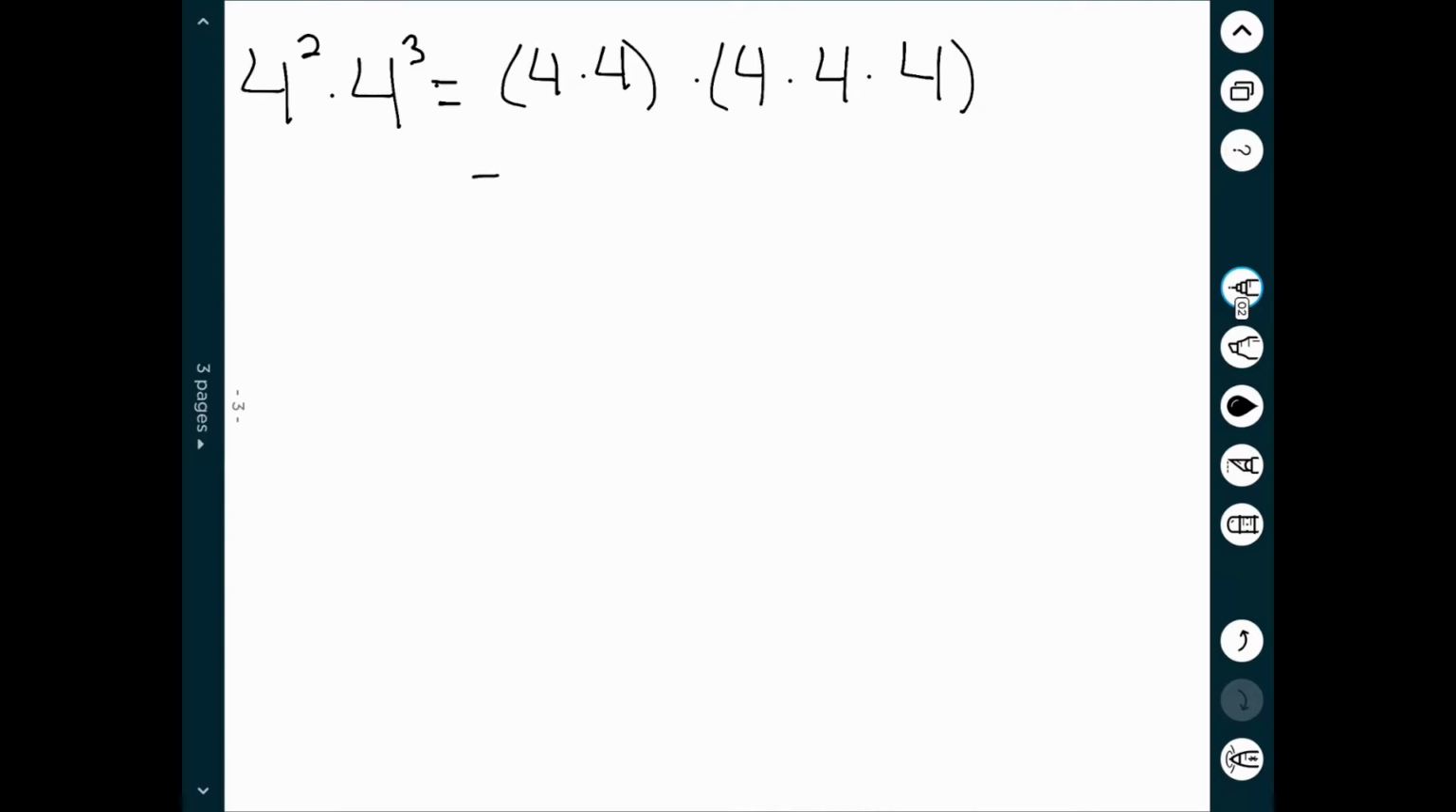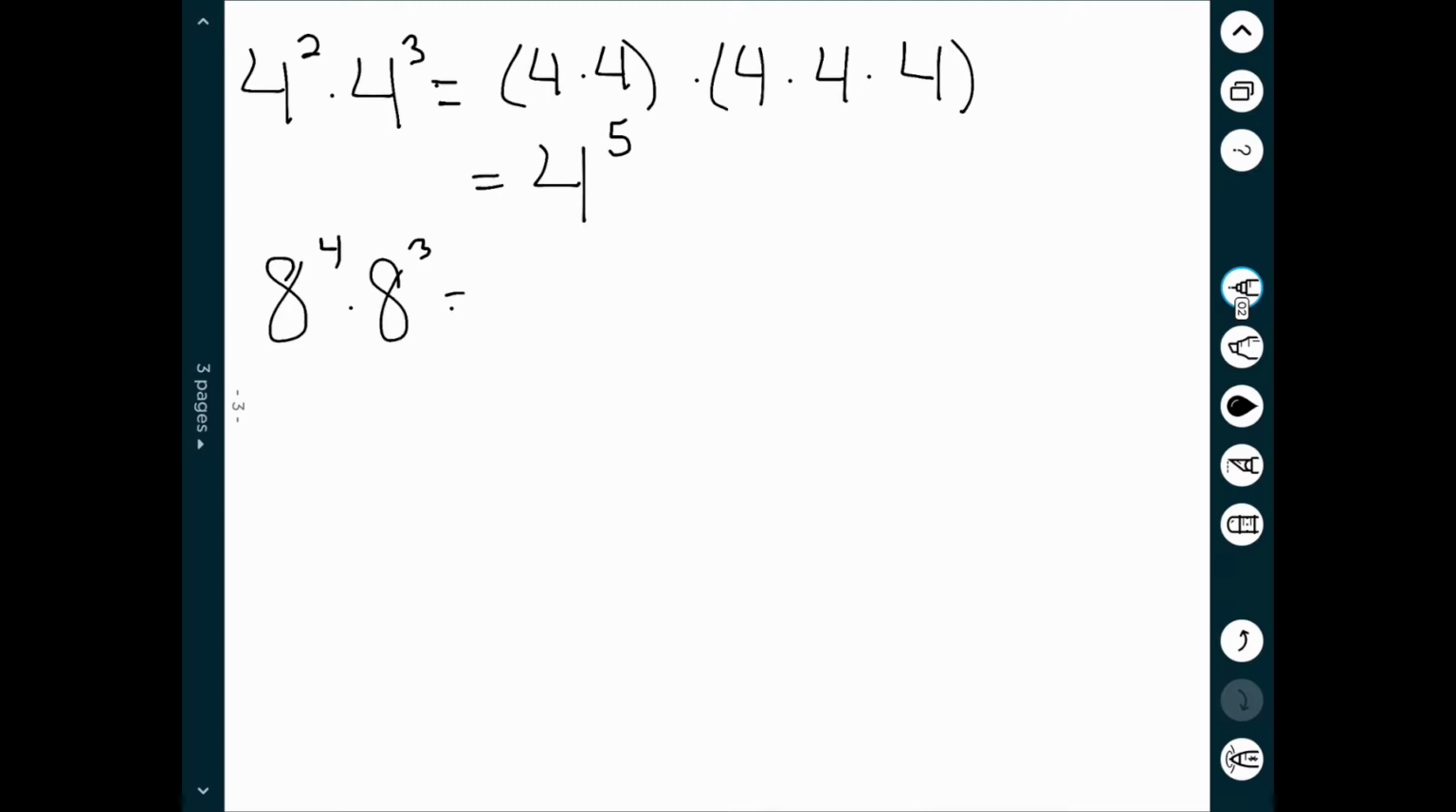We'll now start to consider some of the properties of these exponents, and we'll do these using basic examples. Let's think of 4 squared times 4 cubed. 4 squared means 4 times 4. 4 cubed means 4 times 4 times 4. In here you can see what we're really doing is multiplying 4 by itself 5 times. So this is the same as 4 to the 5th.